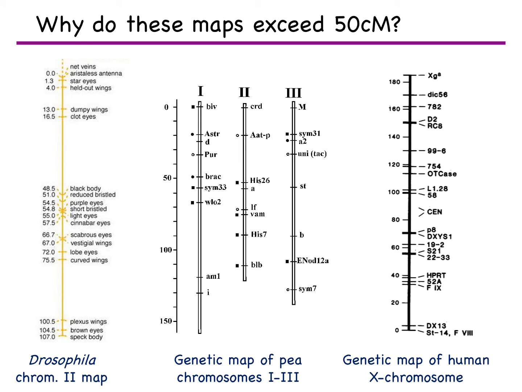Okay. So why is it that these maps actually exceed 50 centimorgans? You can look at these examples. In Drosophila, there are 107 map units over the entire length of the second chromosome, over 150 map units in some of the genetic maps from pea plant chromosomes, and over 180 map units on the human X chromosome. The reason there can be more than 50 map units is that people measure the map distance between individual genes and then add these up over the length of the chromosome, and that ends up producing a map that has over 50 centimorgans in it.